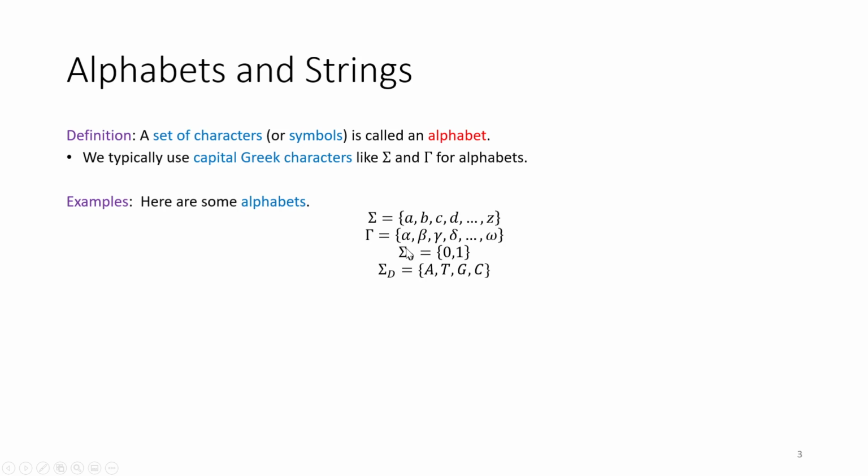Here's another example. We might use sigma sub 0, just using a subscript to give it a new name. And this is the binary alphabet. The binary alphabet just has 2 elements in it, and we usually call them 0 and 1. And of course, this is a very important alphabet for computer science. If you need to store something in memory, you need to store it in binary.